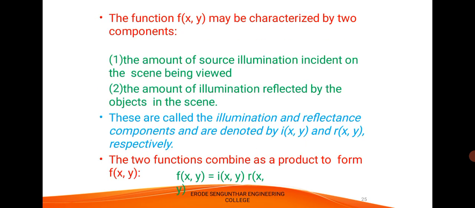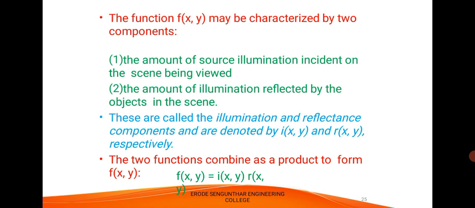It is characterized by two components: one is the illumination and the other is the reflectance. The illumination is the amount of source illumination incident on the scene being viewed, and the reflectance is the amount of illumination reflected by the objects in the scene. They are denoted by I of x comma y and R of x comma y. These two functions combine to form an entire image f of x comma y.